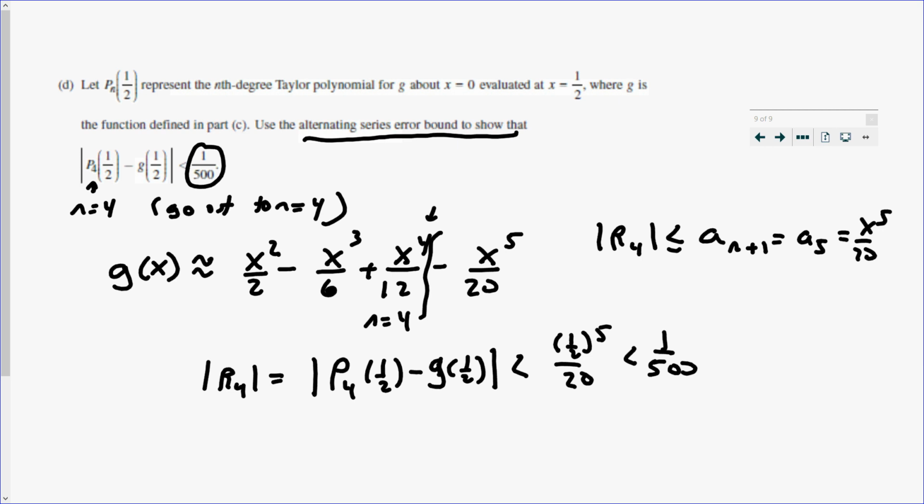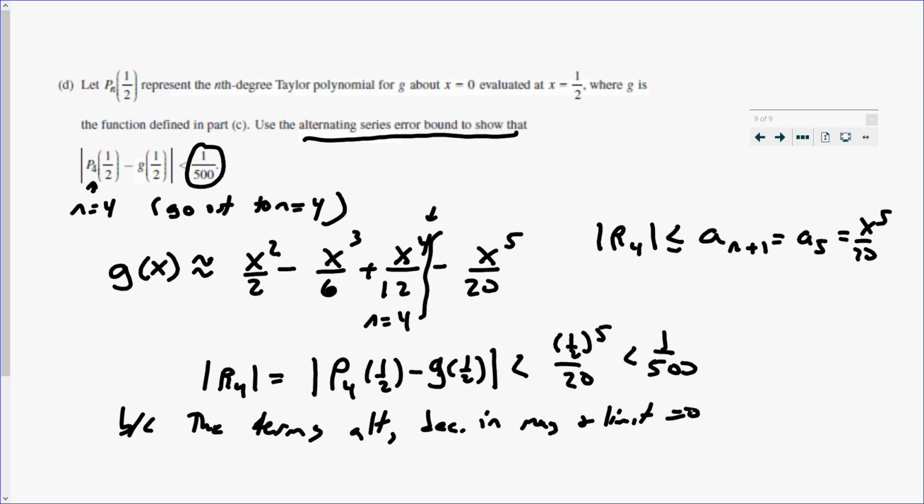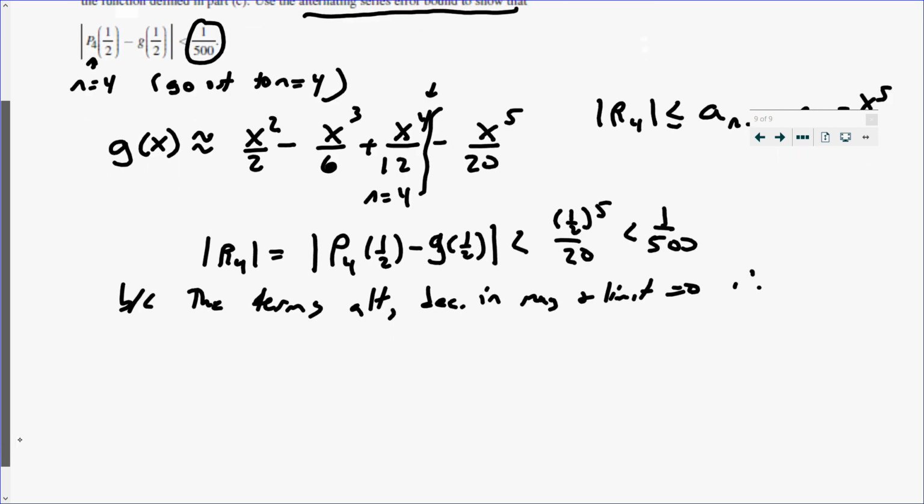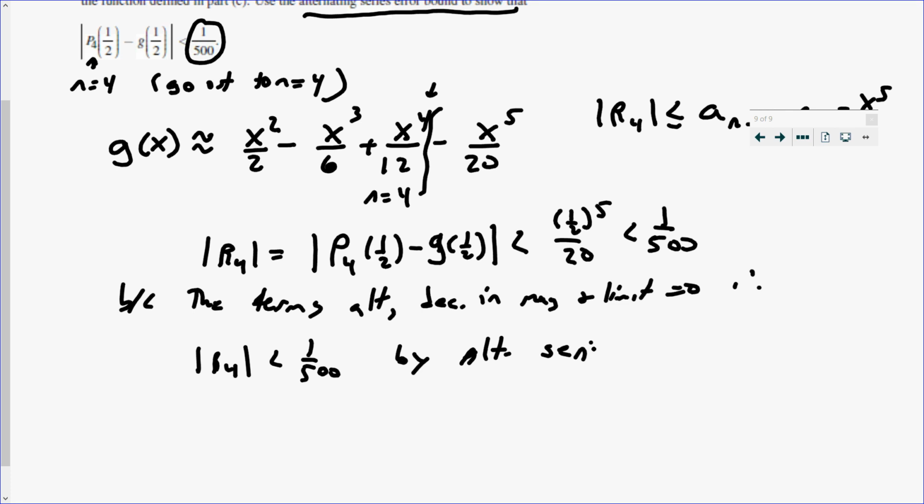And then we will say, because the terms alternate, decrease in magnitude, and the limit equals 0, therefore our error in the first 4 terms is going to be less than 1 over 500 by the alternating series remainder. That's what they're asking us for right there, okay? All right, and that is worth a whopping 1 point.